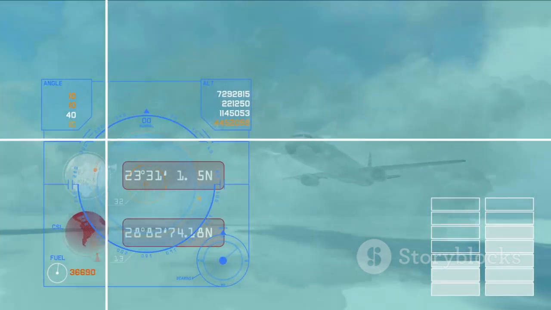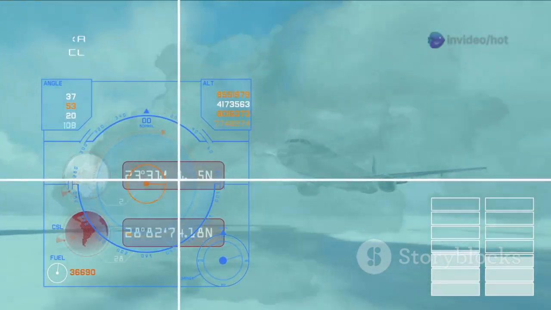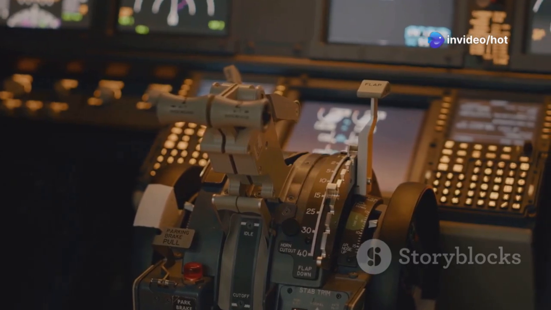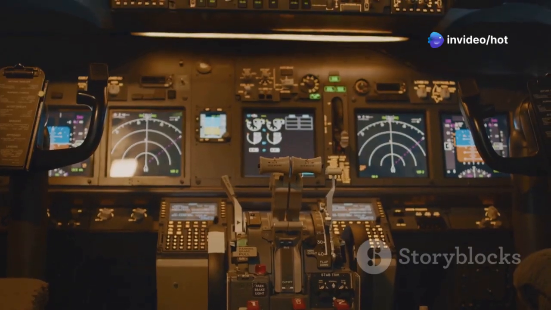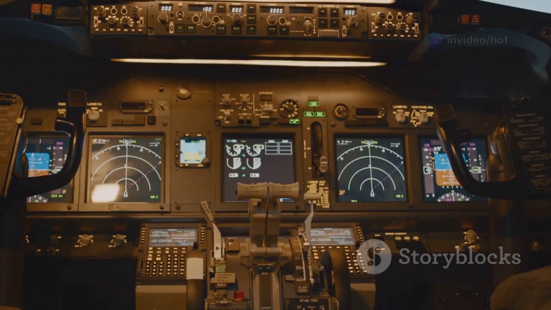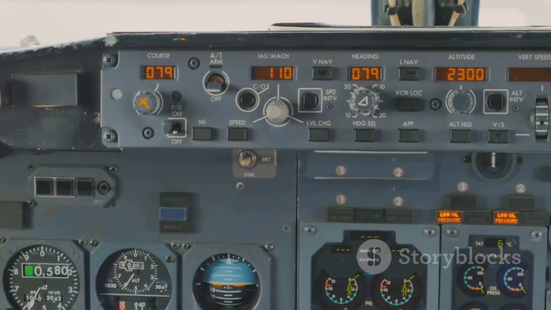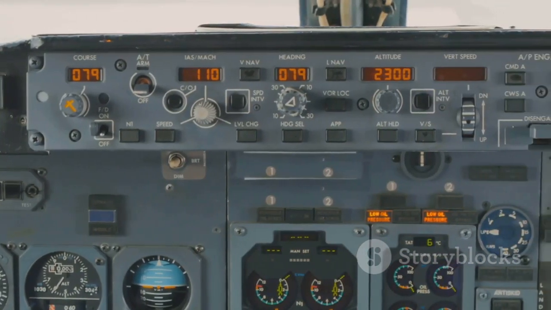The metric system for flight levels is another variation. Some countries like China and Russia use metric flight levels. Instead of feet, altitudes are expressed in meters. For example, flight level 8,100 meters, which is about flight level 266.